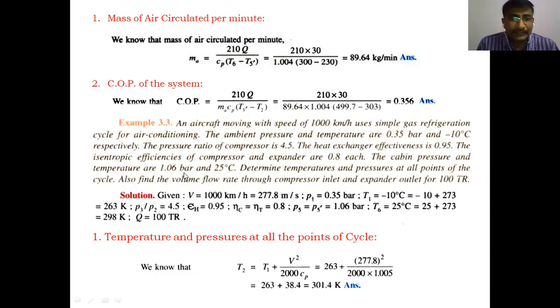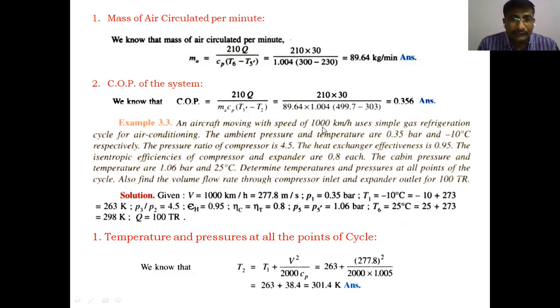The cabin pressure and temperature are 1.06 bar and 25 degrees centigrade. This is the cabin condition. Clear students? Determine the temperatures and pressures at all the points of the cycle. Also find the volume flow rate through the compressor. How much volume of air enters the compressor at inlet and leaves the expander outlet. What is the volume flow rate through the compressor at inlet, and at the expander outlet after expansion, for 100 ton of refrigeration. This is the cooling capacity in the cabin, 100 tons of refrigeration. This is the given problem.